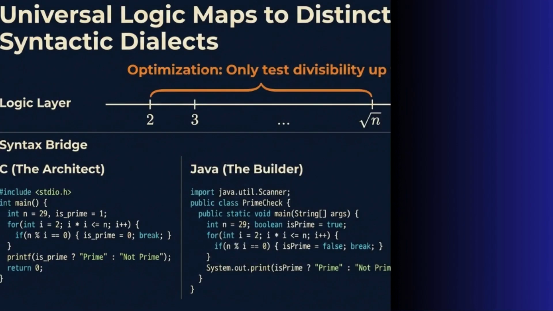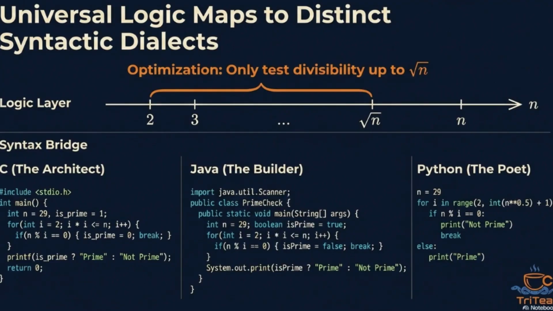Comparing all three languages, C, Java, and Python, we can clearly see how the core logic is the same in each of the three. Just the syntax is what changes.